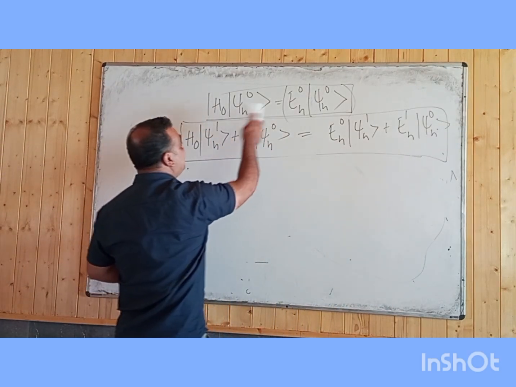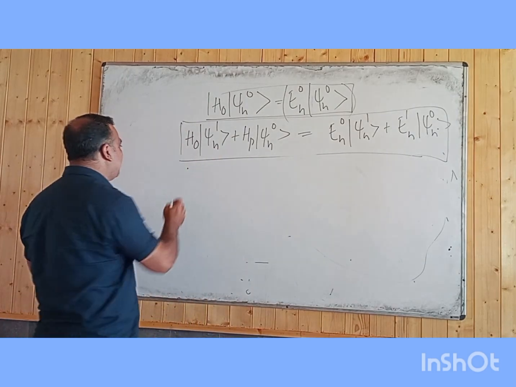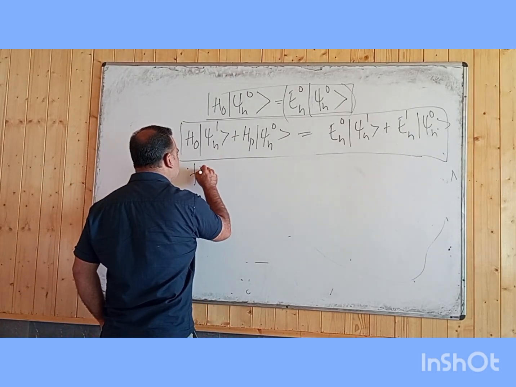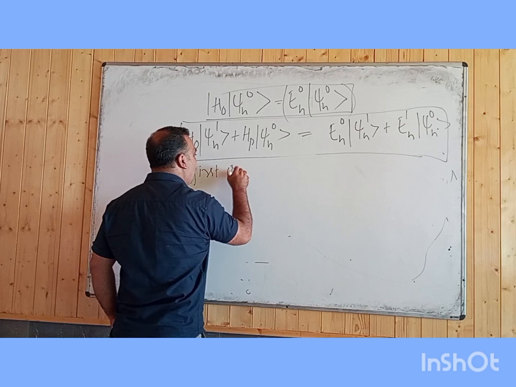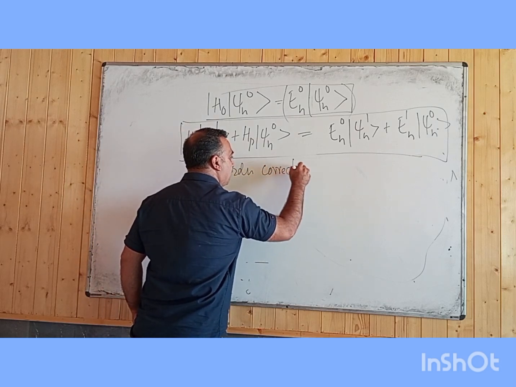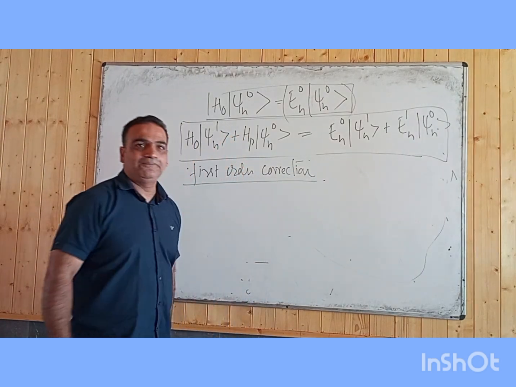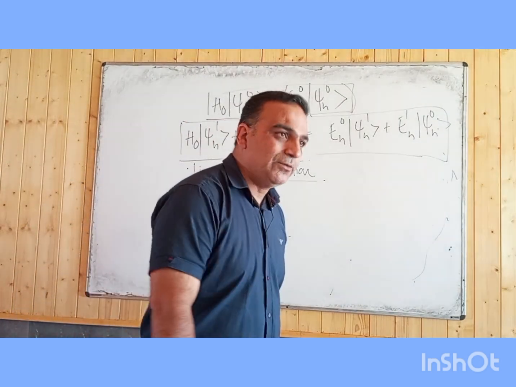Okay. So this is my unperturbed Hamiltonian. Now I want the first order correction.